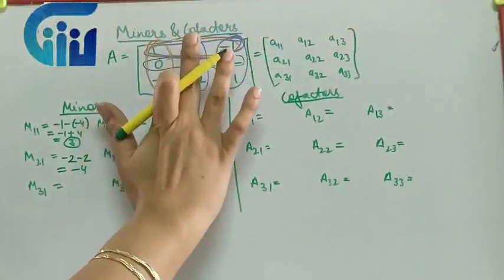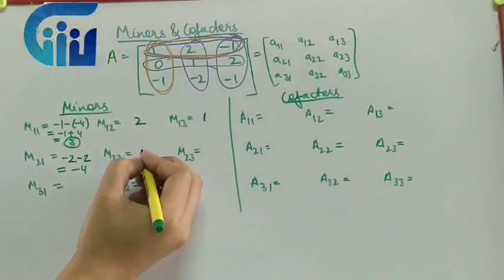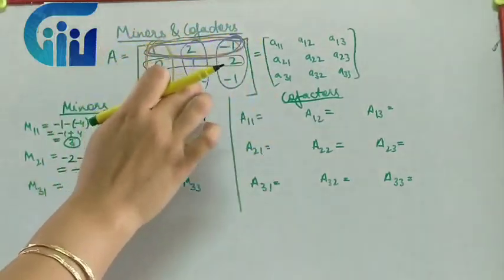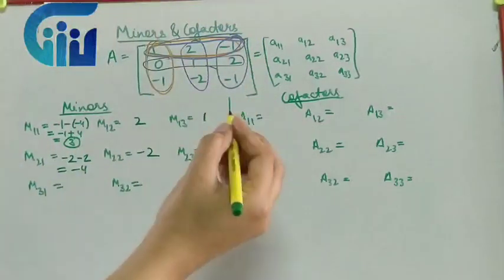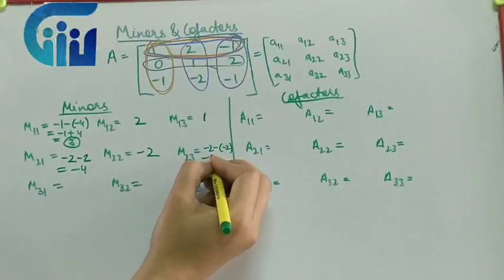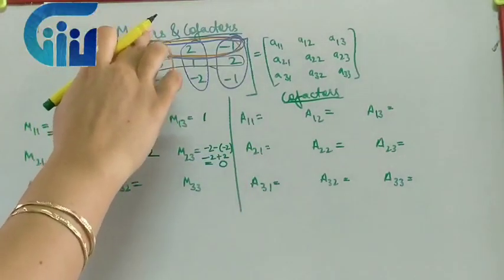M22, I'll cover it along this and this. So minus 1 with 1 is minus 1 minus 1. So again it will be minus 2. Then M23, I'll cover it like this. So minus 2 minus 2. So we will write it as minus 2 minus 2. So it will be minus 2 plus 2. This will be 0.